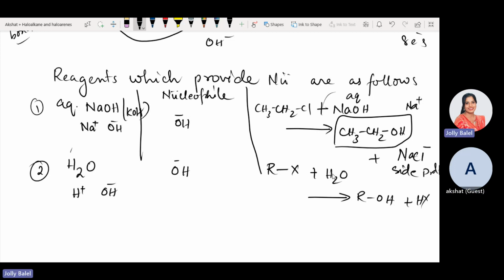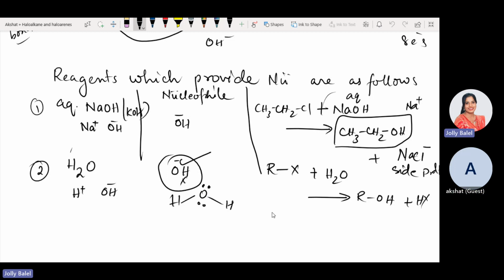Here I am saying OH minus in water, but actually water is providing the nucleophile from the lone pair of oxygen. This is a neutral nucleophile. It doesn't come out as OH minus. For explanation purposes, it is easy to explain that OH is getting attached to the alkyl group, that's why I use it. But in reality, it is the lone pair of oxygen.